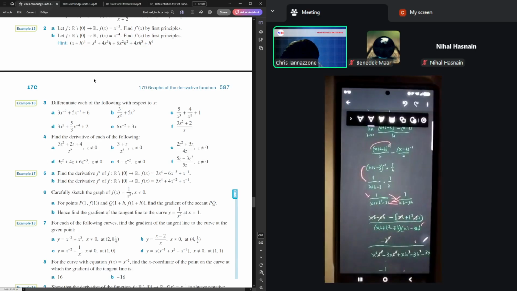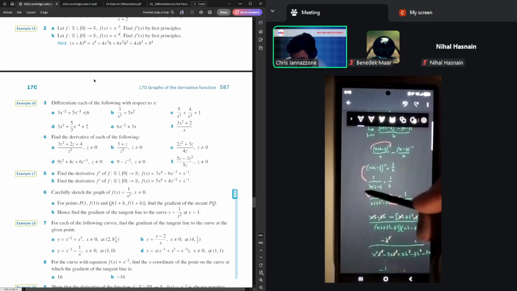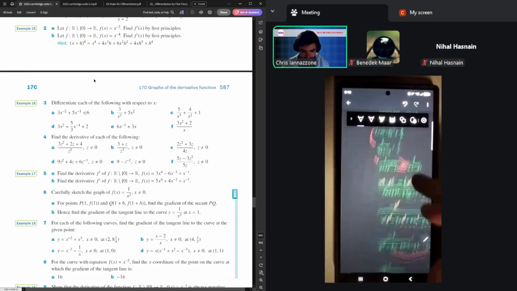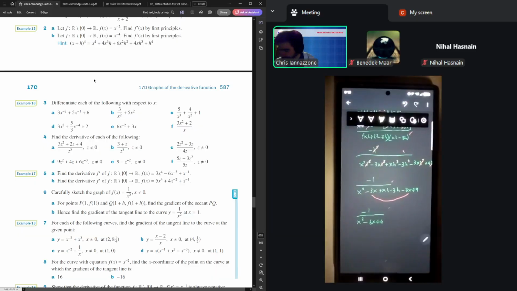Maybe another thing to add, I know I got lazy with it, but make sure that you still put the limit as h approaches 0 in your working out all the way through until the very end, because that's the correct working out for it, but for the purposes of just showing the algebra, or speeding things along a little bit.